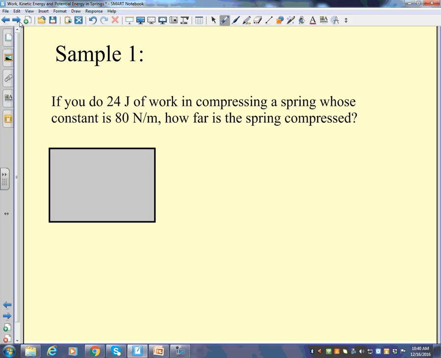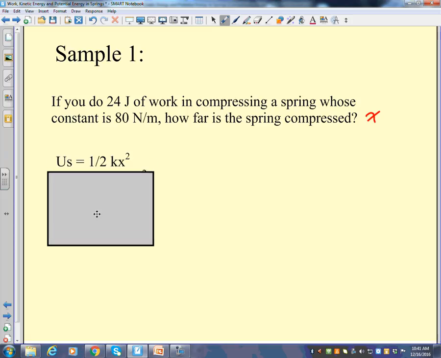All right, sample 1. Oh, this looks easy. If you do 24 joules of work in compressing a spring whose constant is 80 newtons per meter, how far is the spring compressed? So I'm solving for the letter X. How far, right? In Blair's world, it's a D. In Shelby's world, it's a D. If you do 24 joules of work in compressing a spring whose constant is 80 newtons per meter, how far is it compressed?